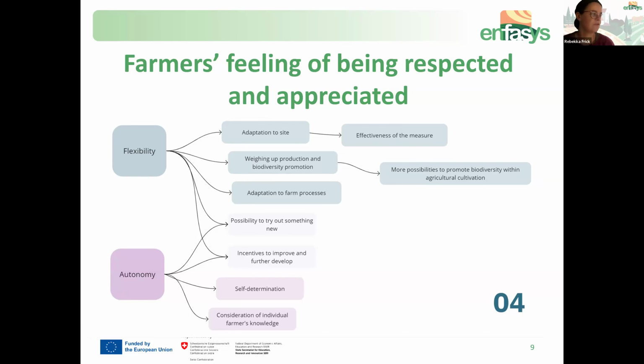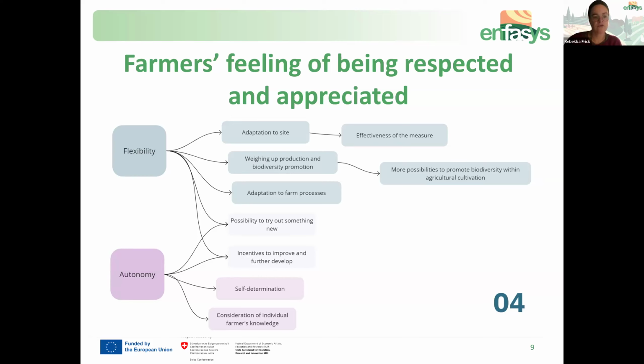And flexibility refers to the possibility to adapt the practices to the site and therefore increase effectiveness of the measure. It also refers to the possibility to weigh up production and biodiversity promotion, which gives more possibilities to promote biodiversity within the cultivation, within the fields. Also, it gives more flexibility in adapting the biodiversity promotion to farm processes and to try out something new as well. It also gives incentives to improve and further develop.